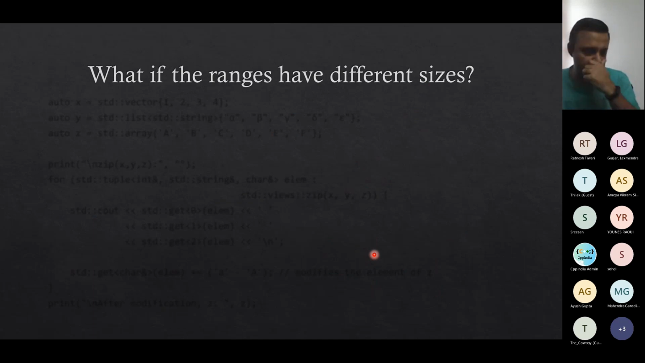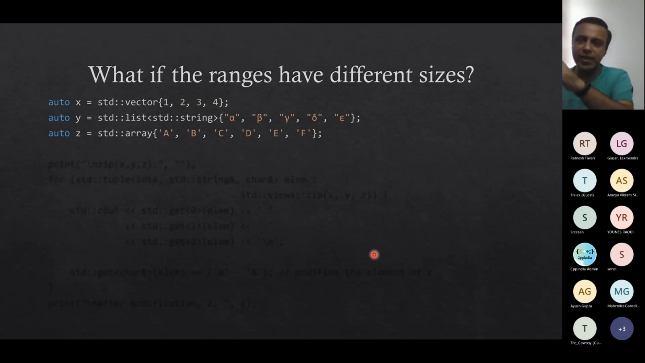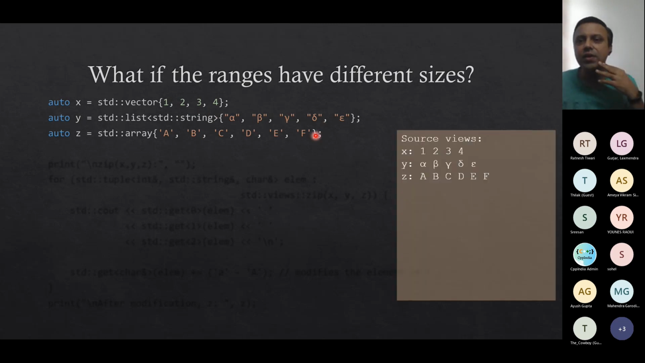And what happens if the ranges have different sizes? So I don't have the C++23 tag here. I'll add it before I publish the slides. But this is C++23. Let's say we have these three data sets, and they are all different types: a vector, a list, and an array. And they are all different sizes. The first one has size 4, this one has size 5, and this one has size 6. And that's what you get if you print them.